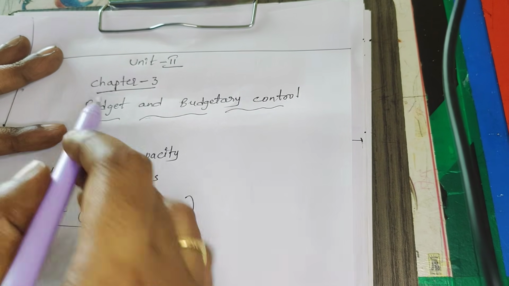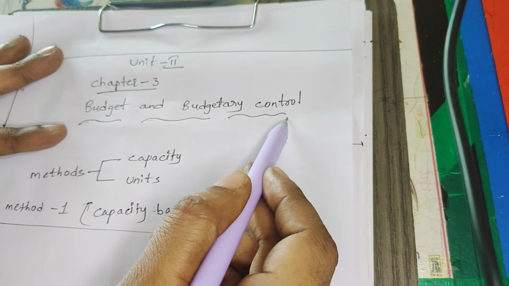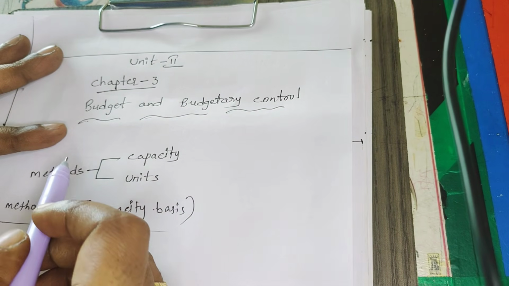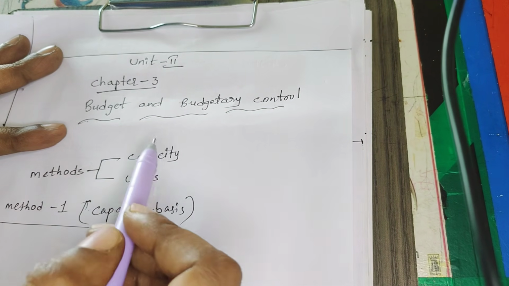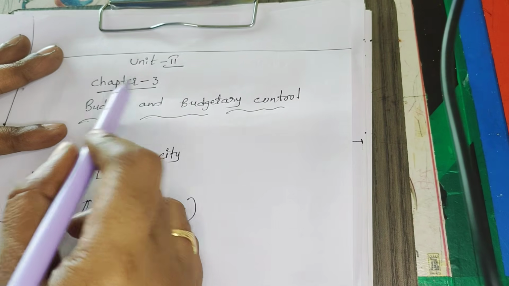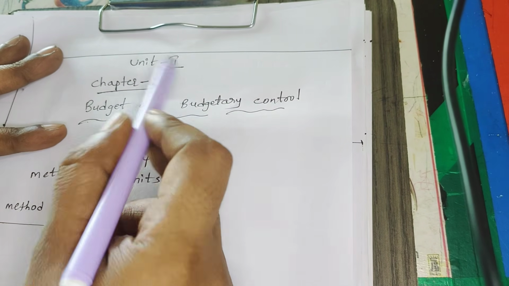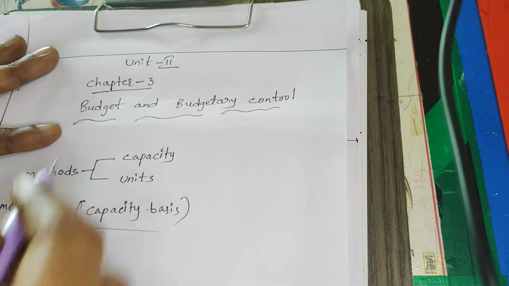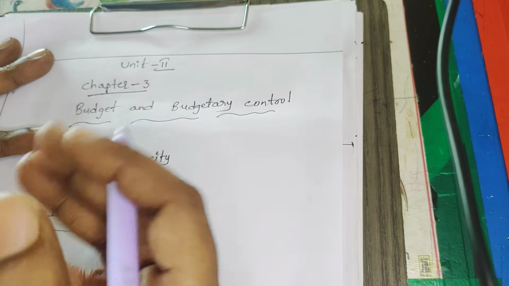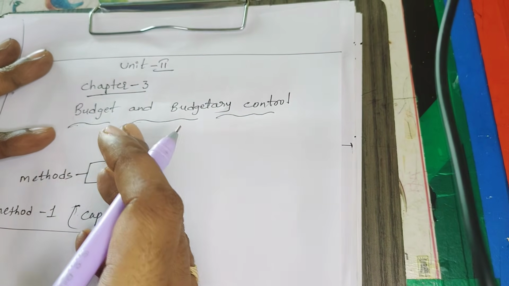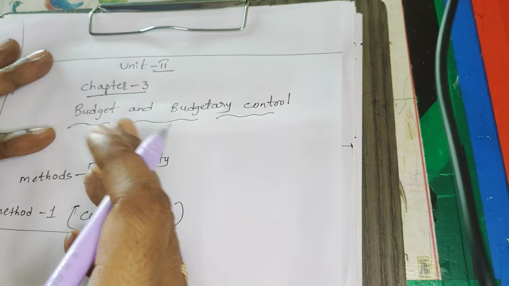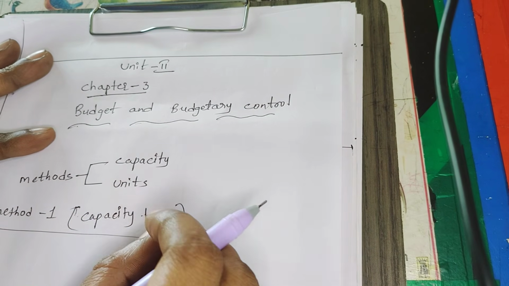Today we are discussing budget and budgetary control, full chapter. It is very simple and easy to understand, and this is the third chapter in the second unit in the CCMA subject. By watching this video, you can easily attempt one problematic question, whatever it may be, from budget and budgetary control. Do not skip, okay?